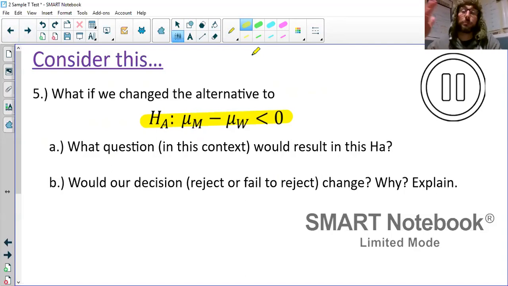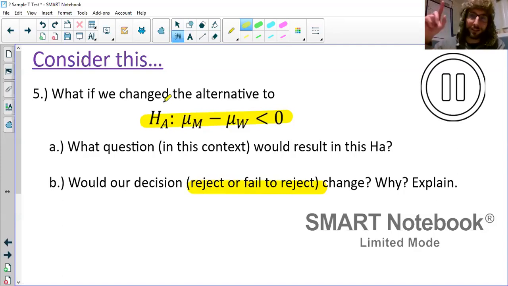Not "is there evidence that the mean wait time differs for males and females," right? What would that have to say? And two, if we change the question so that this were the alternative hypothesis, would our decision change? Would we still reject, or would it now become fail to reject, and why? How could you explain that?